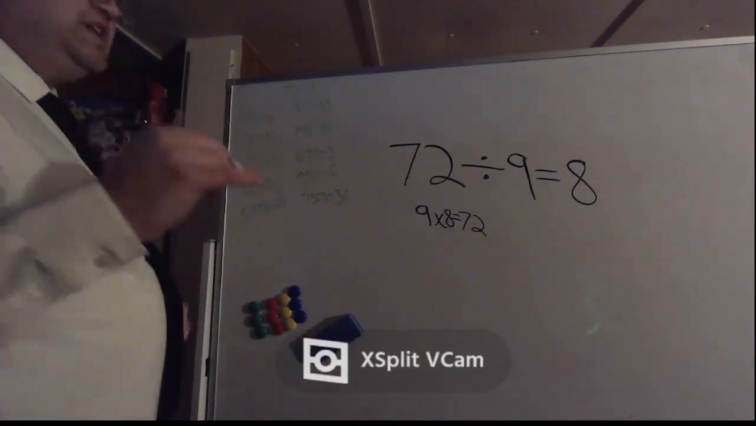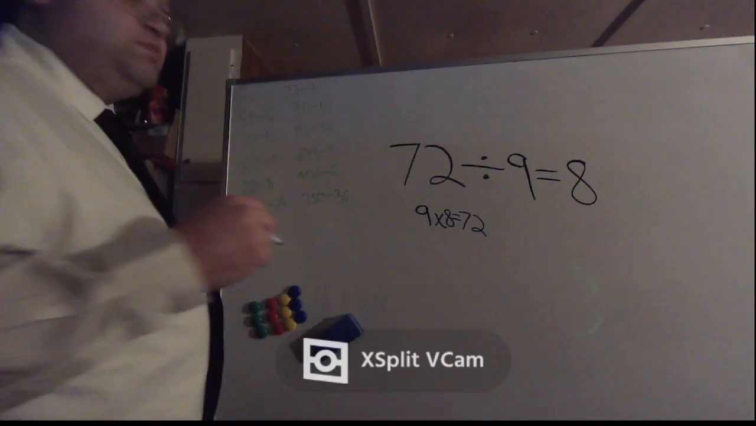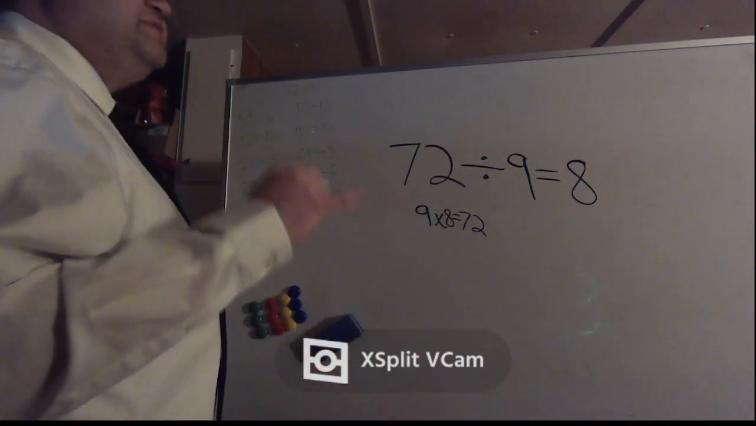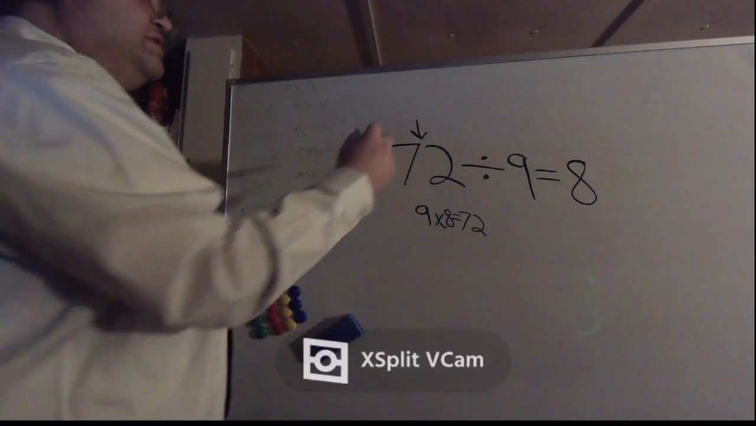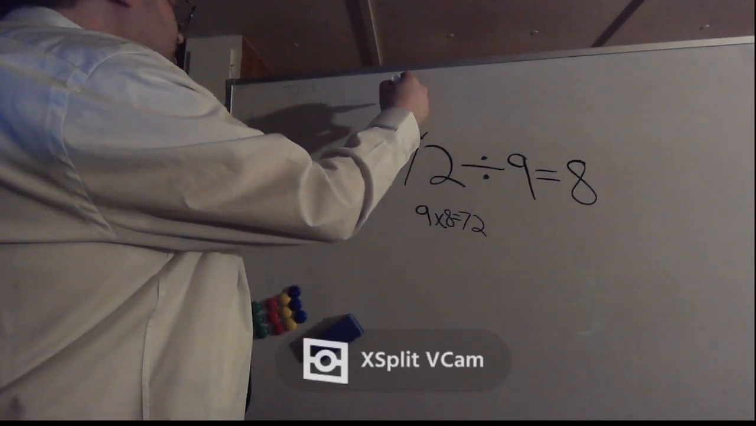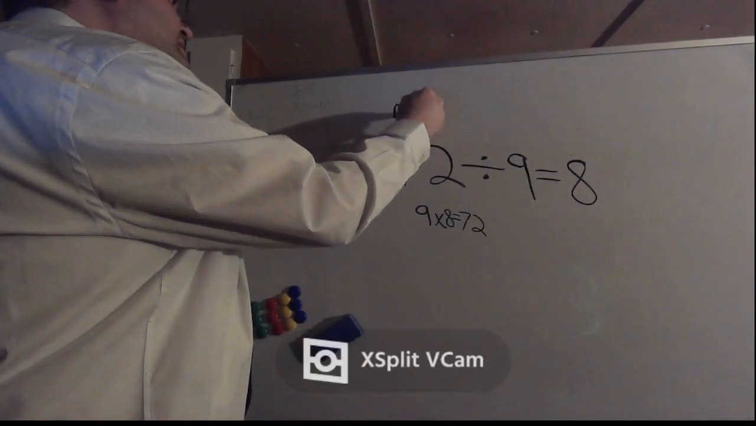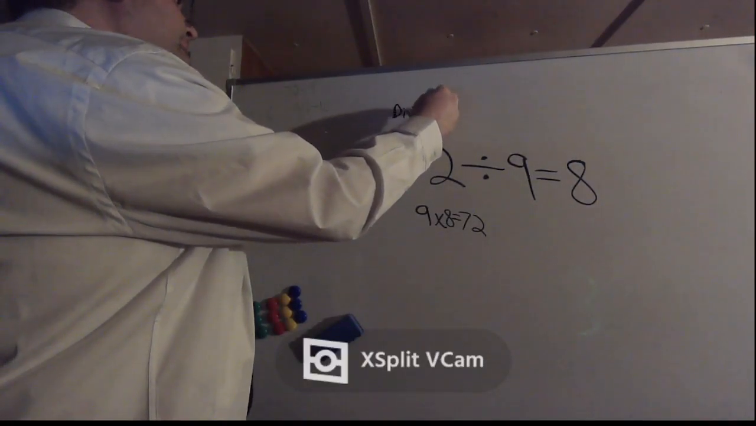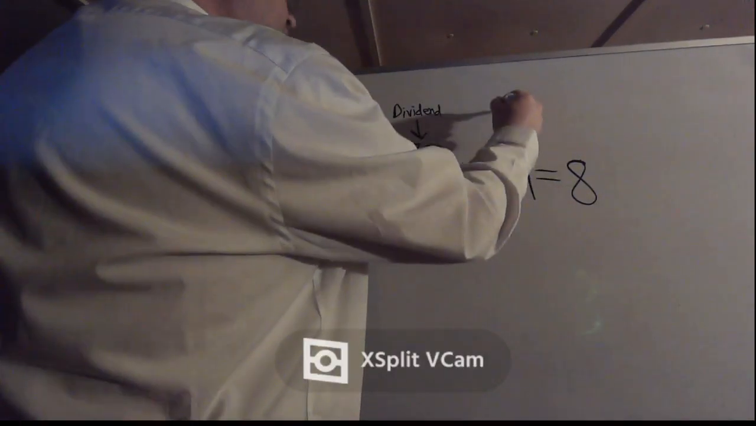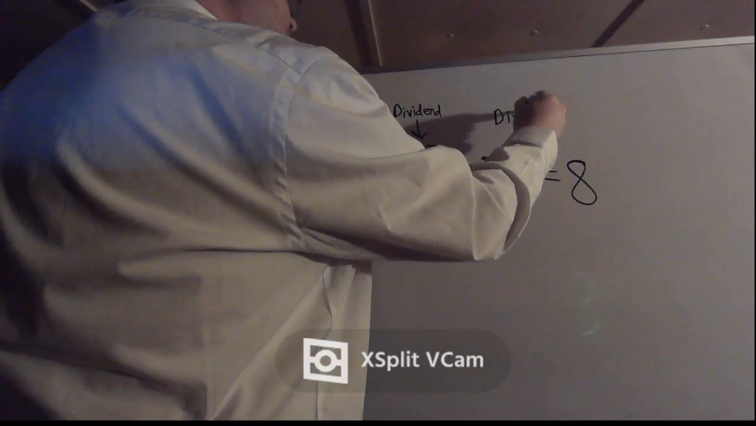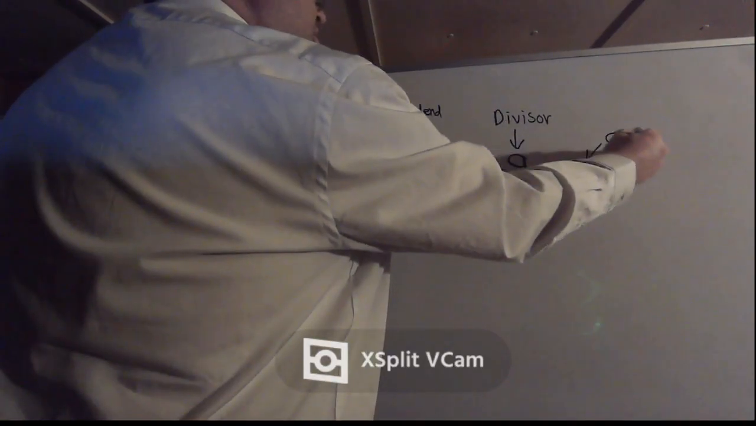Also, this is a good chance to teach you of the different parts of a division equation. The very first number in a division equation is going to be the dividend. This is the dividend here. The 9, what you're dividing by, is called the divisor. And then your answer is the quotient.